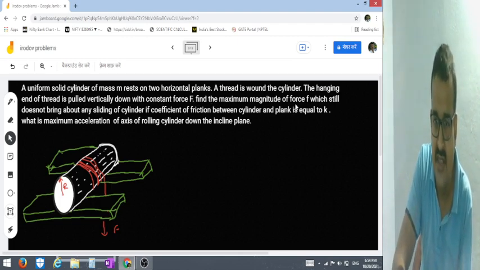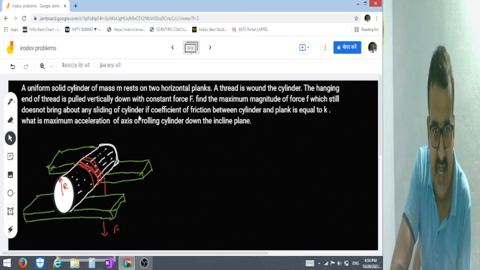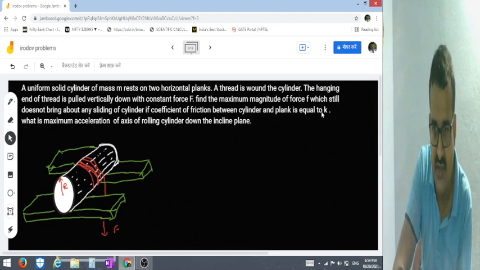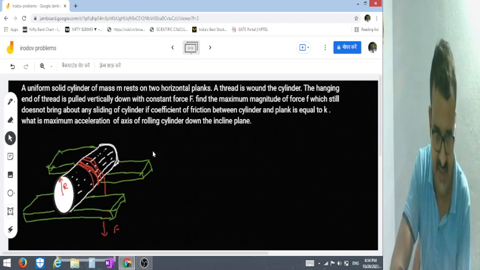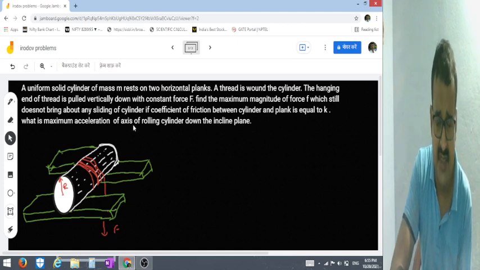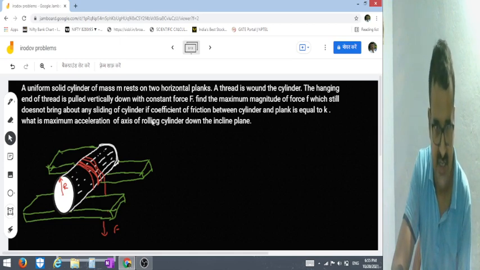Find the maximum magnitude of force F which will not bring about any sliding of the cylinder if the coefficient of friction between cylinder and plank is equal to K. Okay, here the coefficient of friction between the cylinder and plank is given as K. What is the maximum acceleration of the axis of the rolling cylinder down the inclined plane? This has been asked. It means two things have been asked: you have to determine the maximum magnitude of force, and second, the maximum acceleration of the axis of the rolling cylinder down the inclined plane.